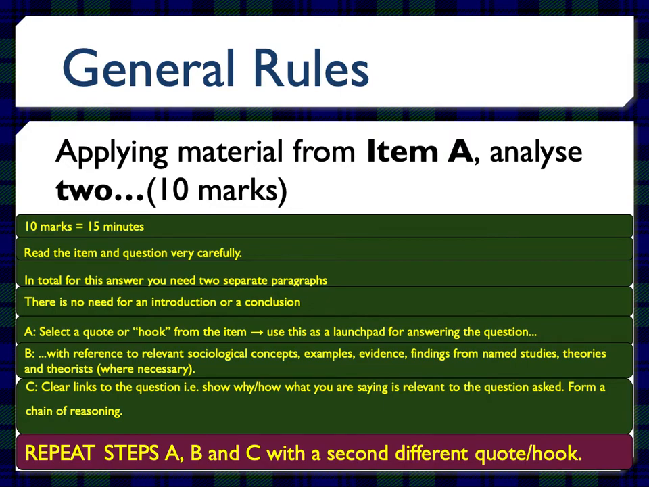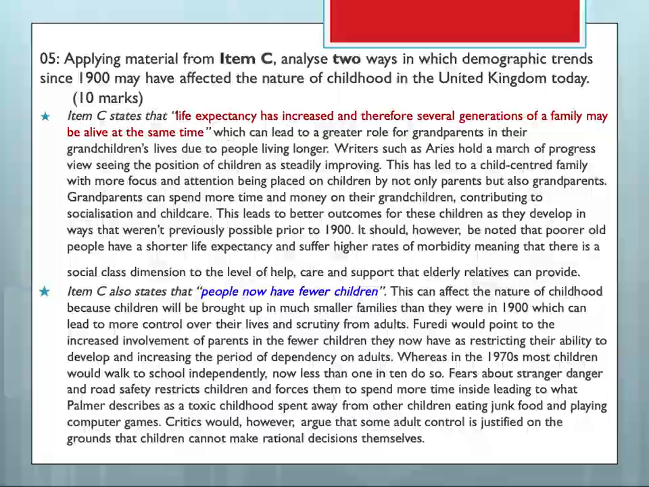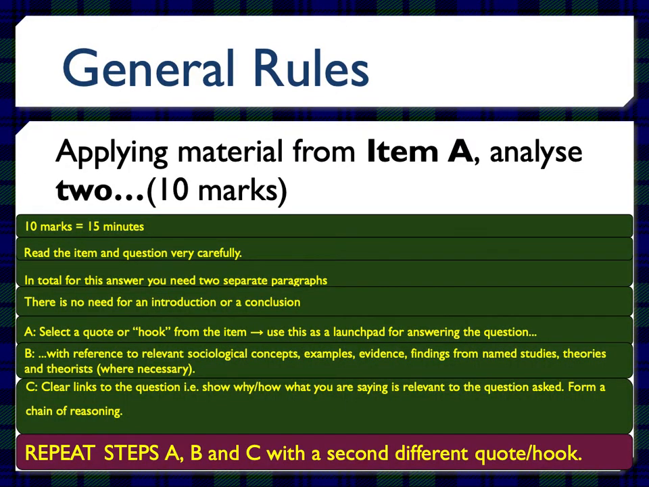She's used the item by selecting a hook or quote, and that is the launch pad for answering the question. We've got examples of sociological concepts. We've got examples of actual examples to support those points. We've got evidence, findings from studies. Theories and theorists weren't necessarily as necessary in this question, so not included, but in some questions they will be. What's really good about this, we've got clear links to the question showing how and why what the student is saying is relevant. We call this the developed chain of reasoning.